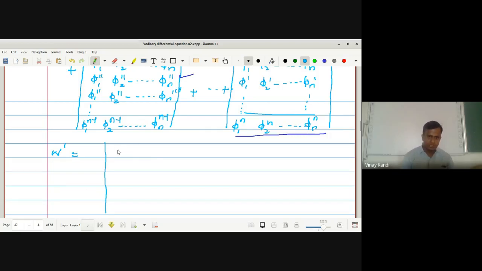So here we get phi 1, phi 2 up to phi n; phi 1 dash, phi 2 dash up to phi n dash; and this one is phi 1 raised to n, phi 2 raised to n up to phi n raised to n. So this one is as it is.